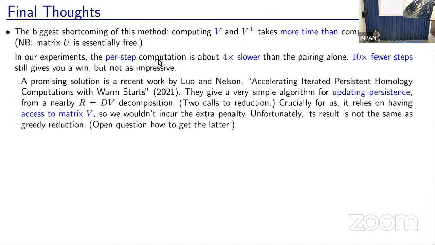Here, there is some hope. There is a very recent work by Lu and Nelson, on this idea that if you compute persistence and then you change the filtration a little bit and you want to recompute persistence, you want to update it, they give a very simple algorithm that updates persistence from the R equals DV decomposition. In other words, they do need the matrix V, but it's significantly faster. And so you get the matrix V for free. The only problem is that what you get from their method doesn't give you the greedy reduction. It's not the same decomposition as you get from the ELZ algorithm. And so there's an open question how to improve that so that you can get that.